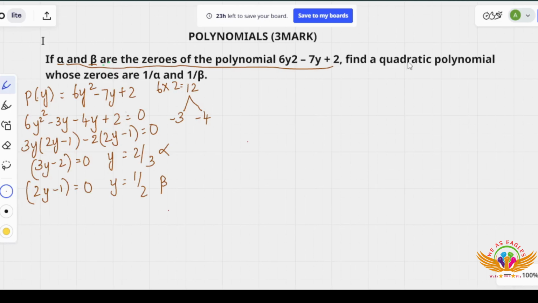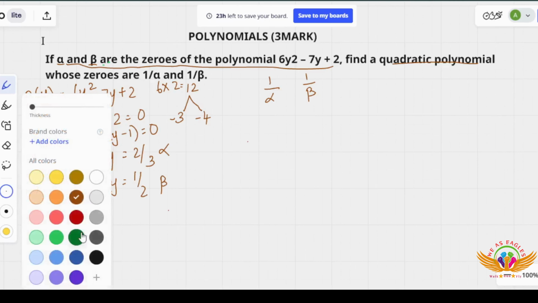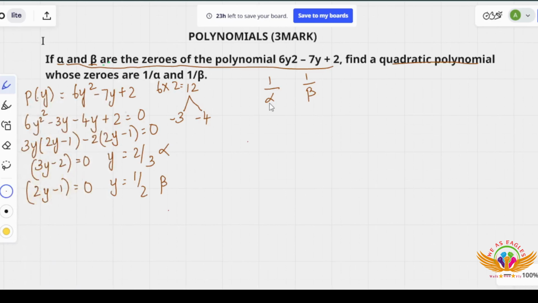Now we need to find a quadratic polynomial whose zeros are 1 by alpha and 1 by beta. Let us do this question. Yeah. So what is alpha here? 2 by 3. Come on. 1 by 2 by 3, comma 1 by 1 by 2. So it will become 3 by 2. It will go reverse, and here it will go reverse, and 2. So here our new zeros are 3 by 2 and 2.